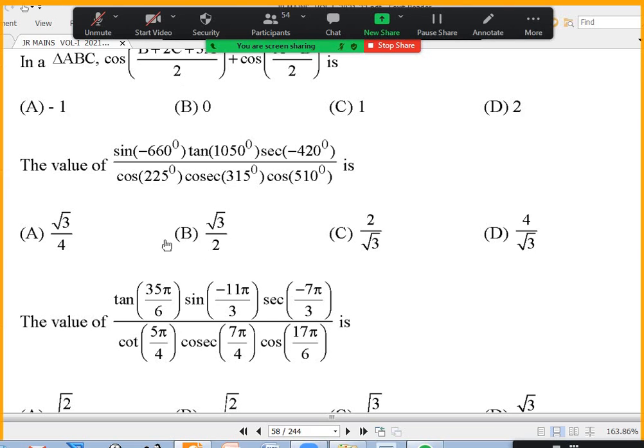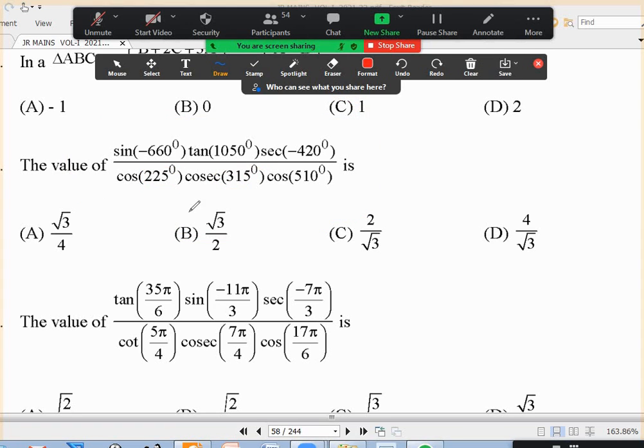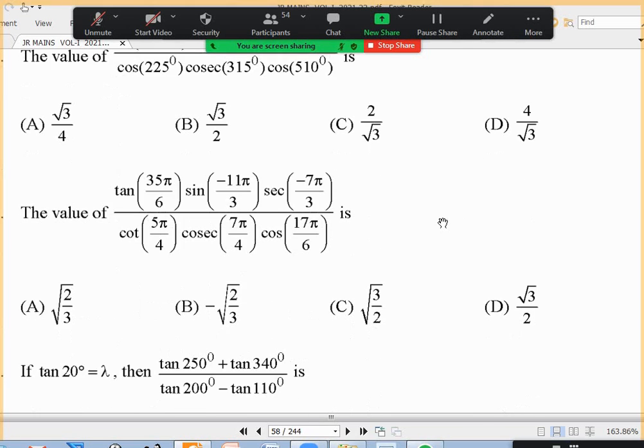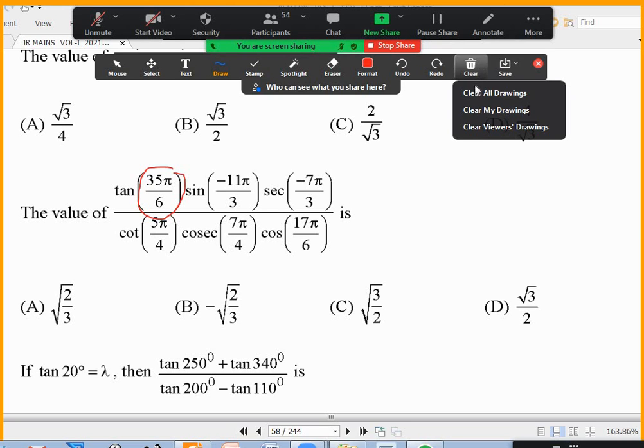These are the questions given so that you can practice all the formulas that we discussed. Look at this: 225 means you have to write 180 plus 45, 315 means 360 minus 45. You have to apply all the formulas that you learned. Somewhere you can go wrong, hence the practice. This is in degrees and this is in radians. One thing: never convert radians into degrees to do the question. It is not that you take 35 pi by 6, convert into degrees and do it. No. Do the radians ones in radians only.